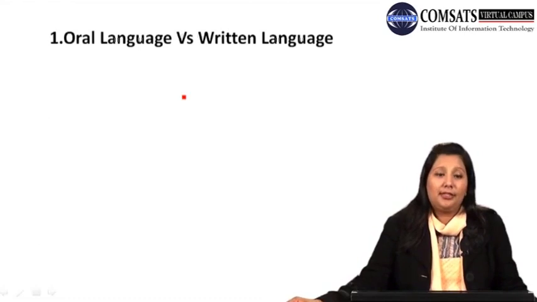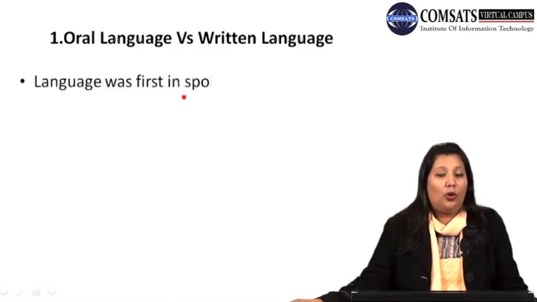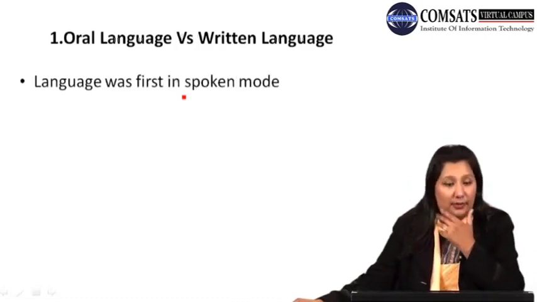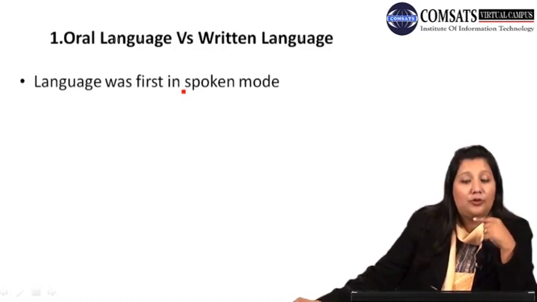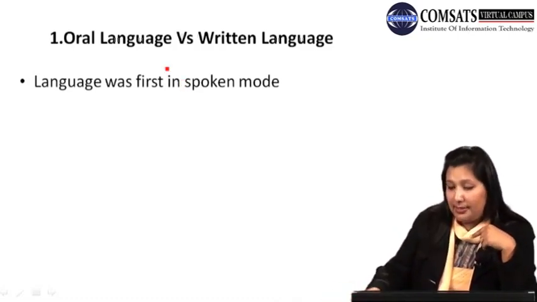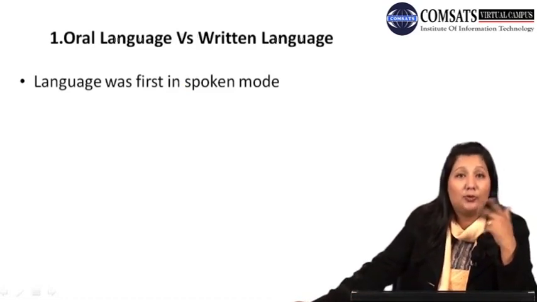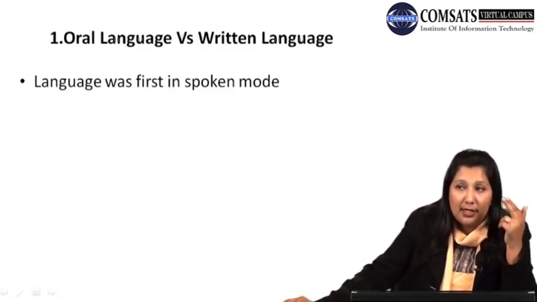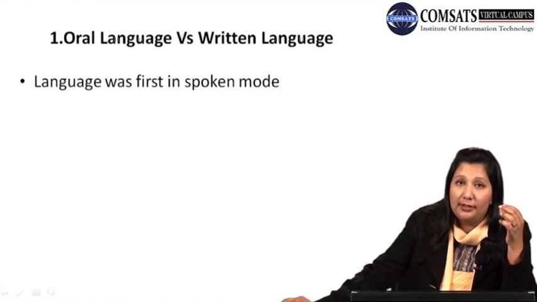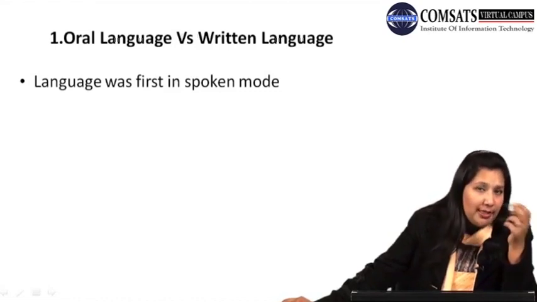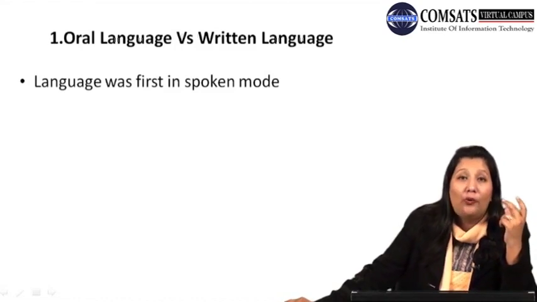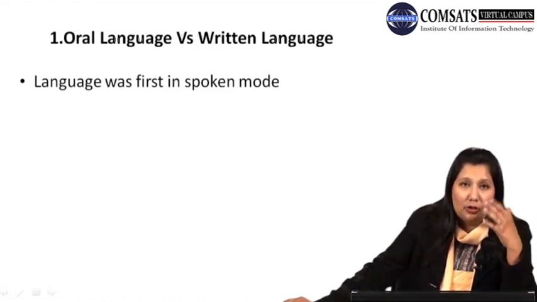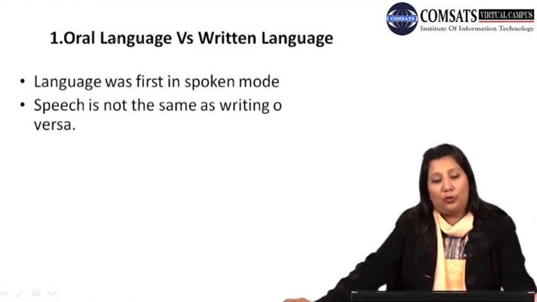Yes, the first characteristic feature of linguistics is what? Oral language versus written language. How? Language was first in the spoken mode. Yes, it was analyzed, it was found in the spoken mode. We know that the first mode that language is found in is spoken. There was an oral culture. It started from the oral culture. Orality was there. So the oral culture and the oral traditions, it means the first focus was on the spoken mode.